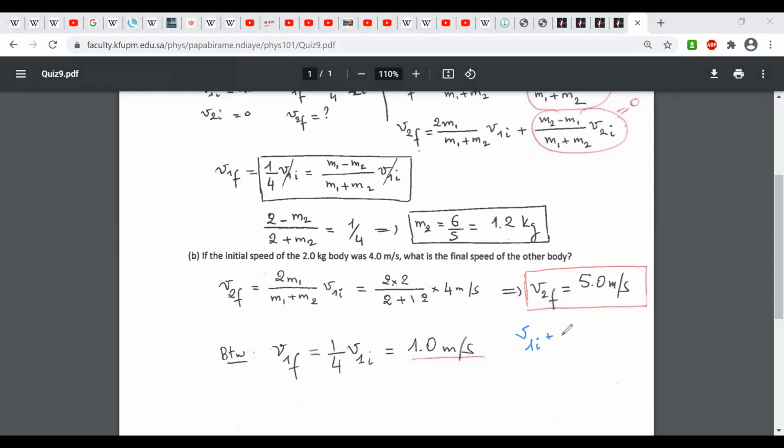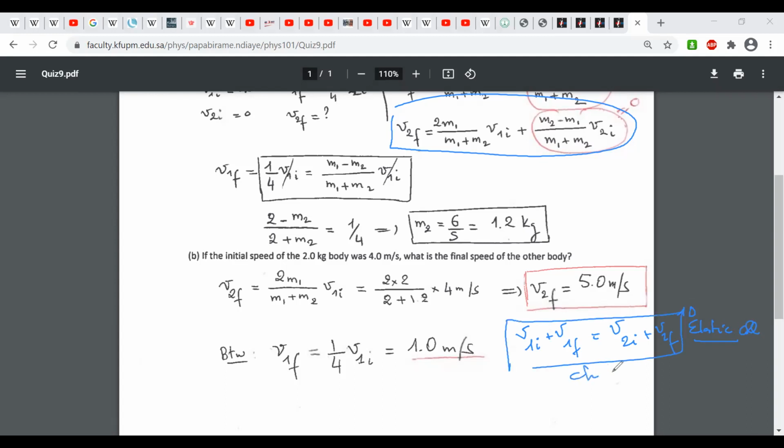V1 initial plus V1 final is always equal to V2 initial plus V2 final. Don't use this to solve a problem. What you use to solve a problem is these formulas in an elastic collision. This is true for an elastic head-on collision, an elastic one-dimensional collision. But this, you use it to check, not to solve. To solve, you use this.